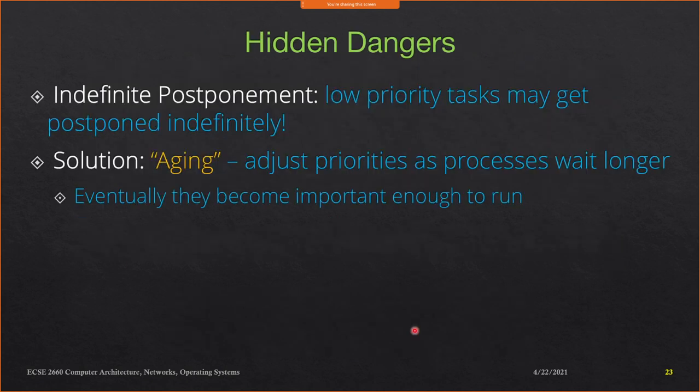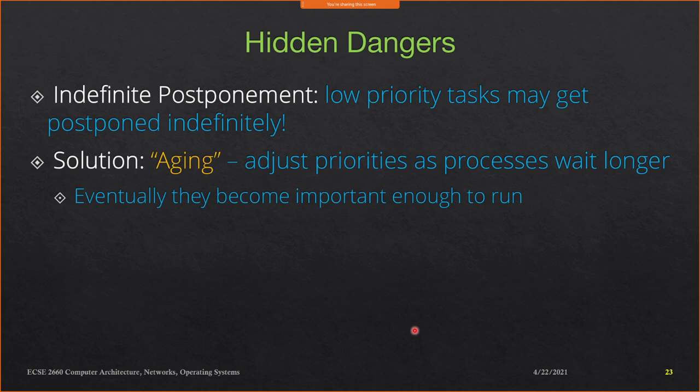Next, all right. What are some hidden dangers? If you are doing priority scheduling, a preemptive priority scheduling, there is a problem with this. Even though it might not be very obvious, there is a hidden danger with priority scheduling. And it is indefinite postponement.